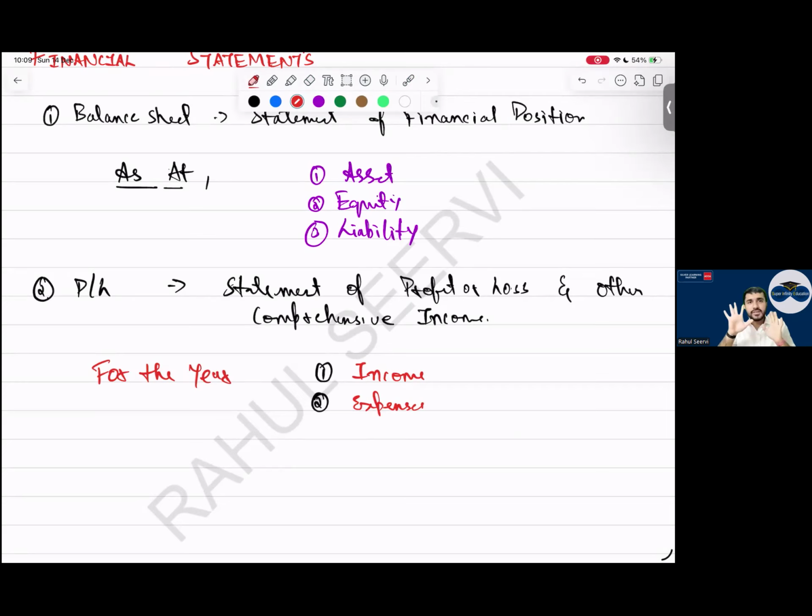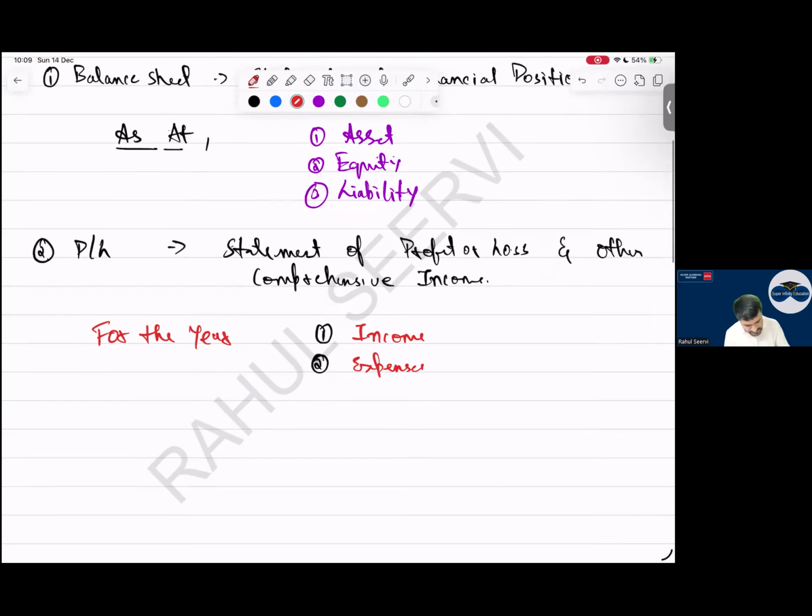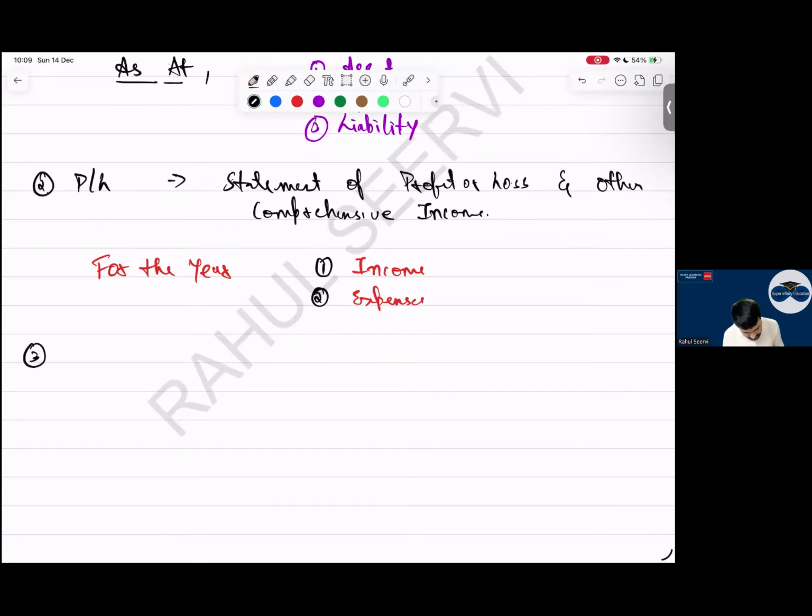Whether it's an asset, whether it's a liability, whether it's an equity, whether it's an income or it is an expense. Sir, why should we record it? That is all. Then what is the next thing, sir? The next thing is the statement of changes in equity.